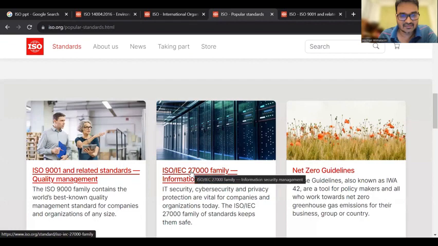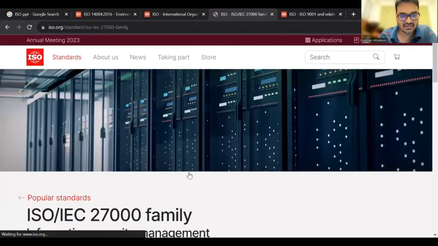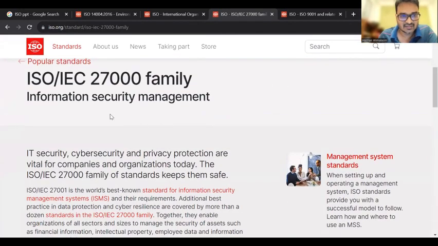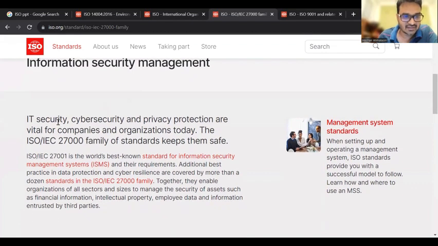Then if we take the ISO 27000 family, this is also quite important: information security management, ISO/IEC 27000. IT security, cyber security, privacy protections are vital for companies and organizations today.